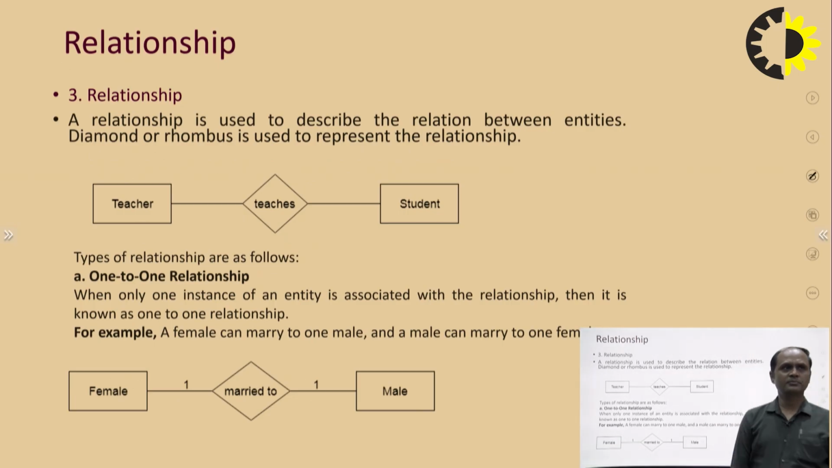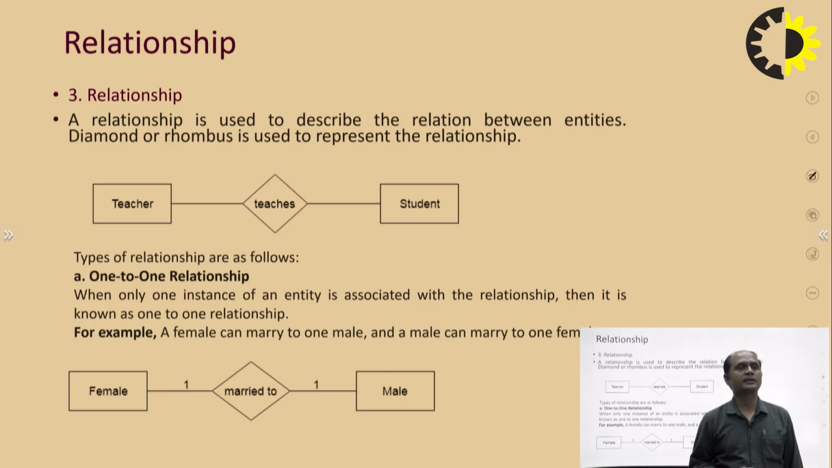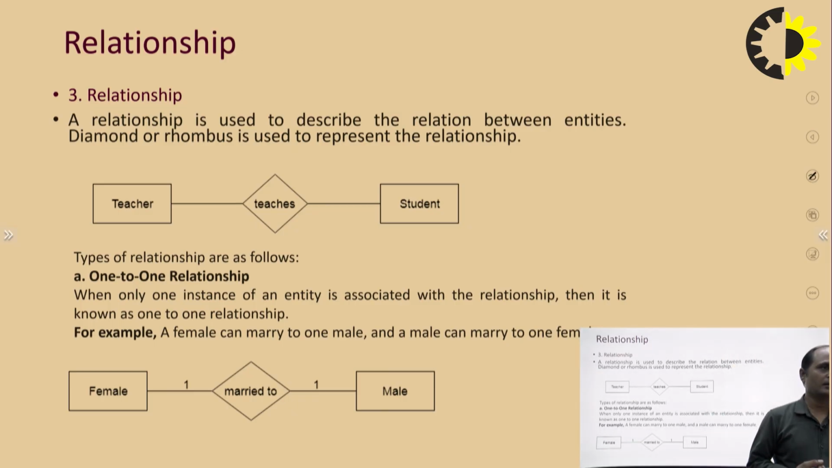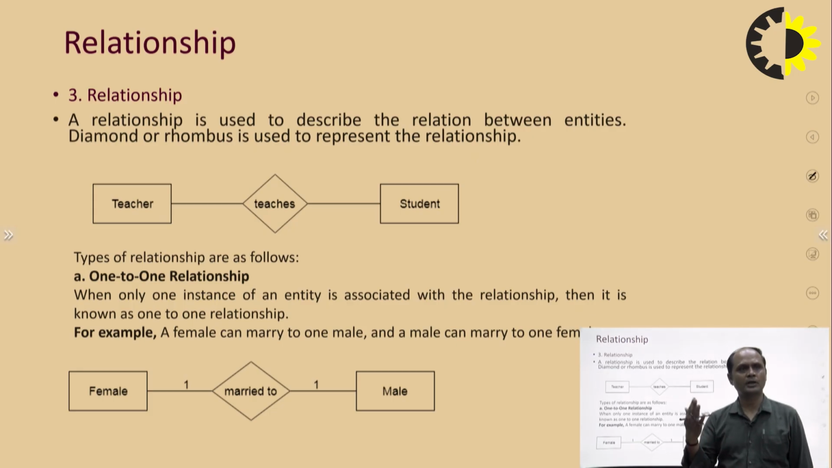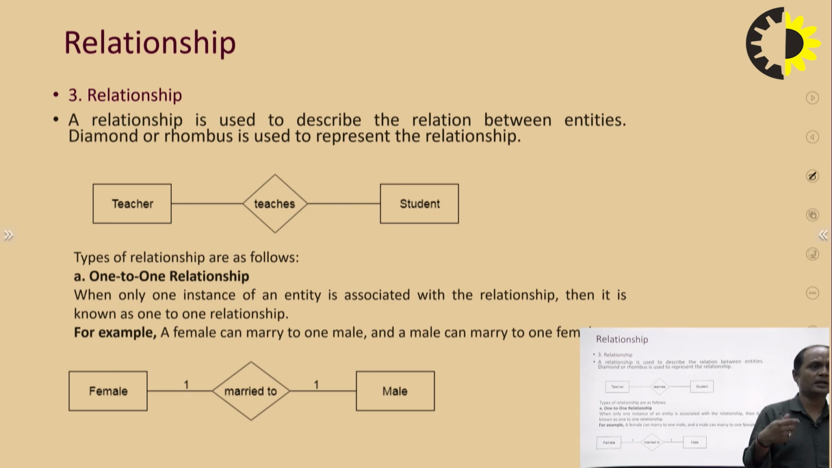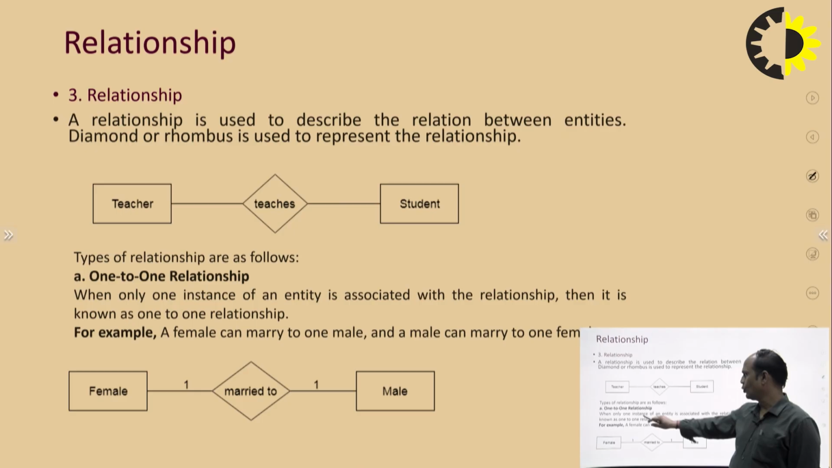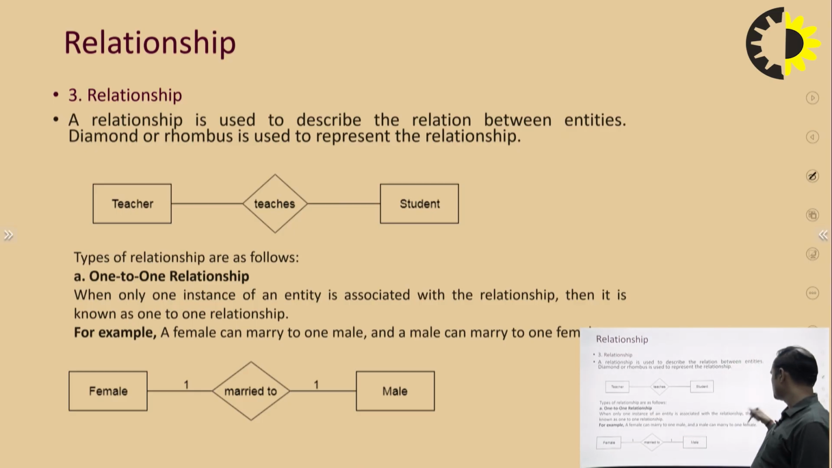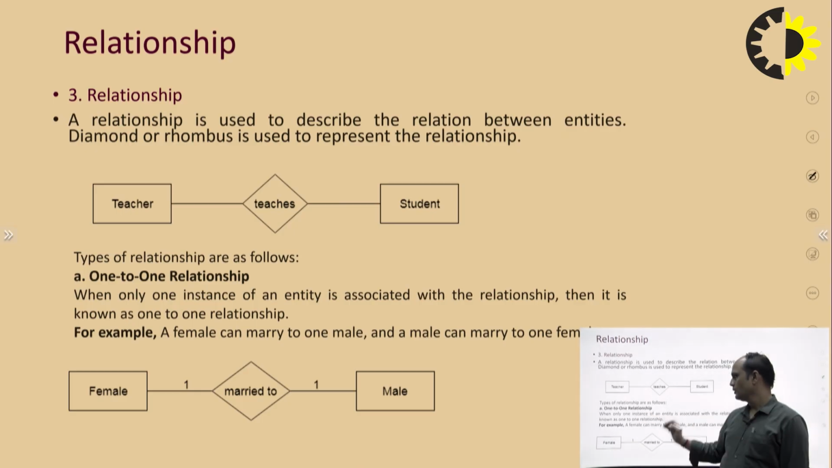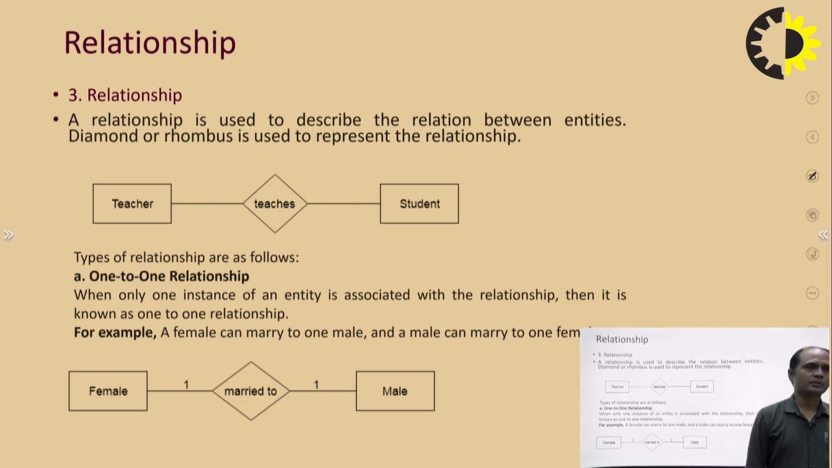Now, the relationship we can discuss. Relationship describes the relation between the entities. It can be shown by a diamond or rhombus. Relationships can be categorized into 4 types: one to one, one to many, many to one, and many to many. First, one to one relation. When only one instance of an entity is associated with another entity, it is called a one to one relationship. For example, male and female.